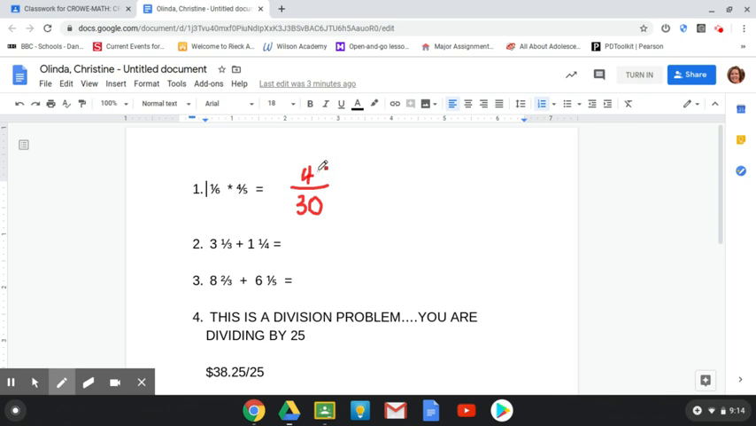So I think, what can I divide the top and the bottom both by? The numerator and the denominator can both be divided by 2. 4 divided by 2 is 2. And 30 divided by 2 is 15. Good job.